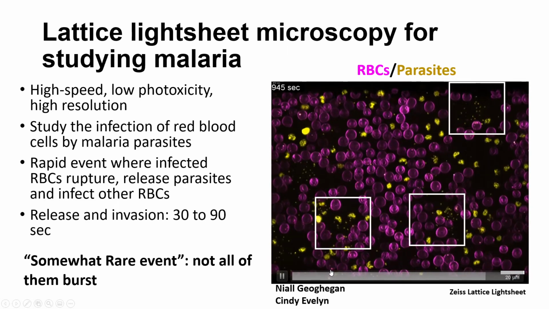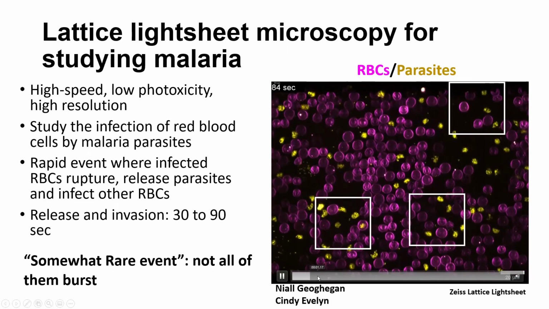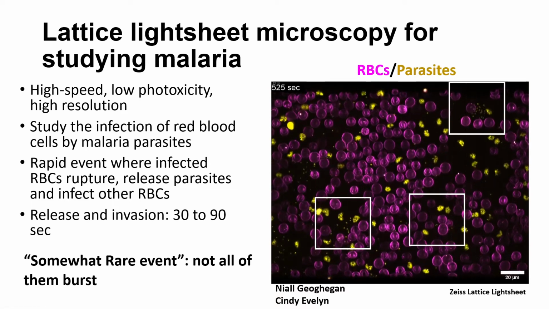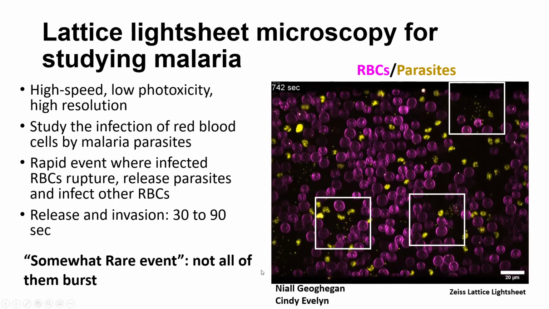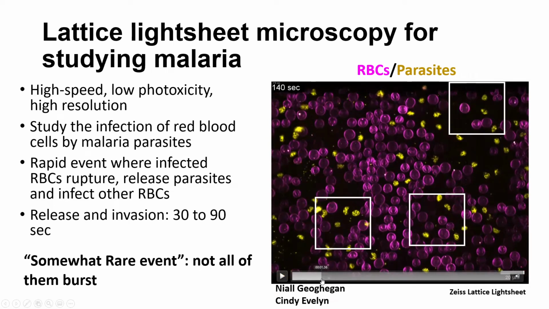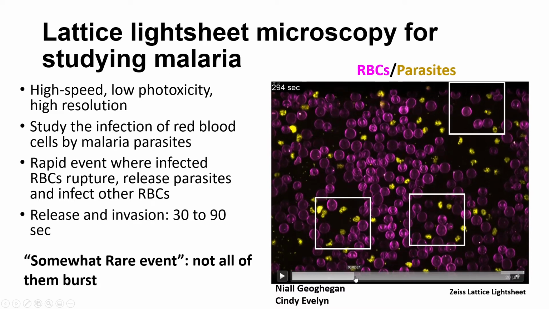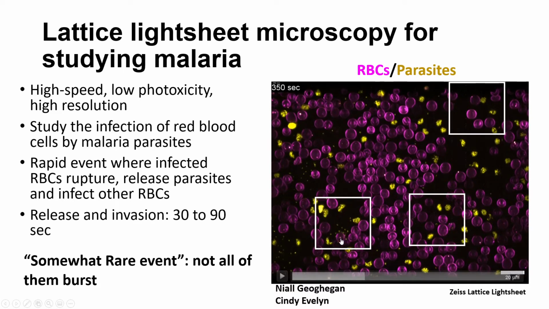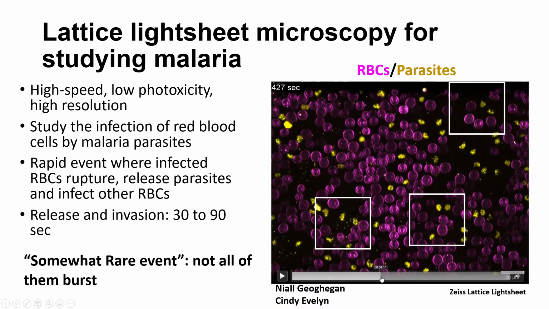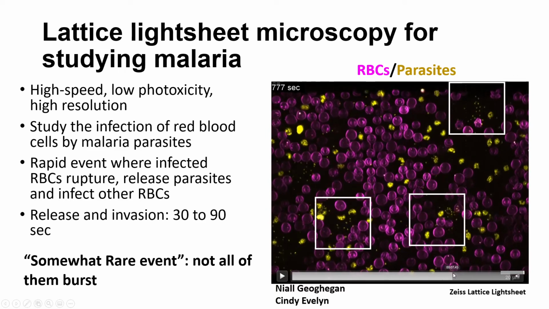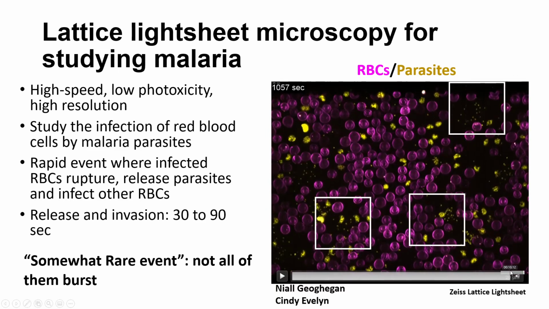So when you're looking at this image, we are interested in extracting the subvolume so we can do the analysis. This is a 2D max projection. As an example of the release and invasion process, if you look at the white boxes, you can see them bursting right about here, and you can see the parasites being released, which then invade the surrounding cells. Another one is here and here as well. You can see bursting and invasion happening in real time.